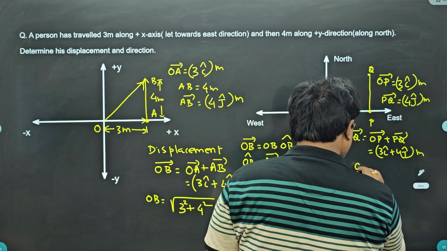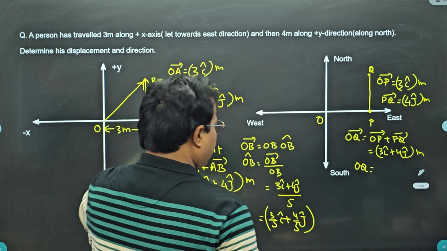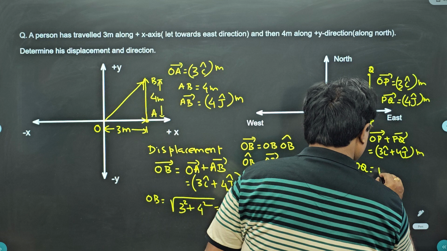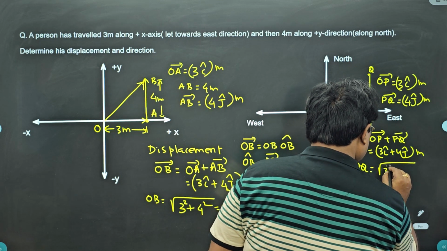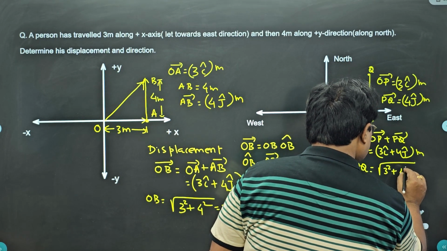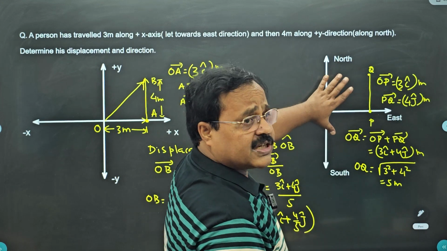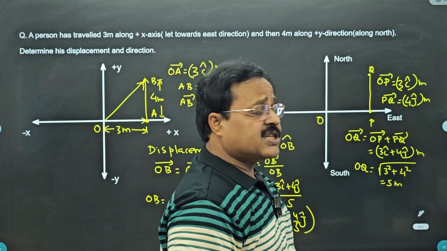What is the magnitude of OQ? In similar manner, under root 3 square plus 4 square. Is it not 5 meter? So what is the displacement of the person in this case? Displacement of the person in this case is 5 meter.